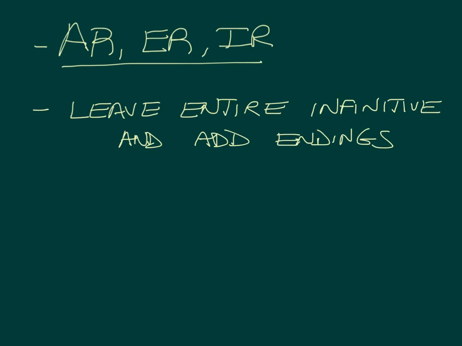Now, in terms of conjugating in the conditional tense, you will find that it is extremely similar to the future tense in a lot of ways. The first reason is that in the conditional, AR verbs, ER verbs, and IR verbs all share the same endings, as they did in the future tense. There is no distinction between an AR verb, an ER verb, and an IR verb. They all have the same ending regardless of the verb ending.